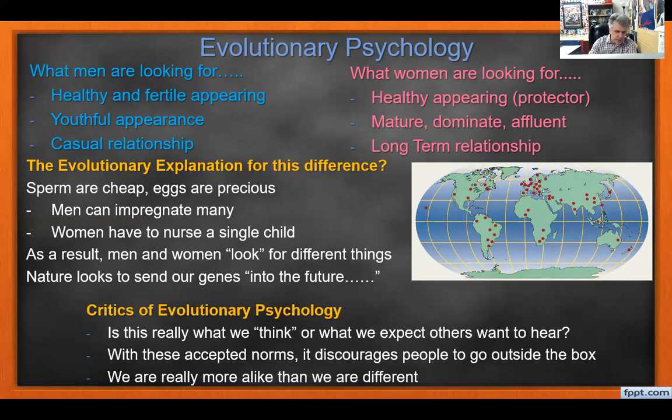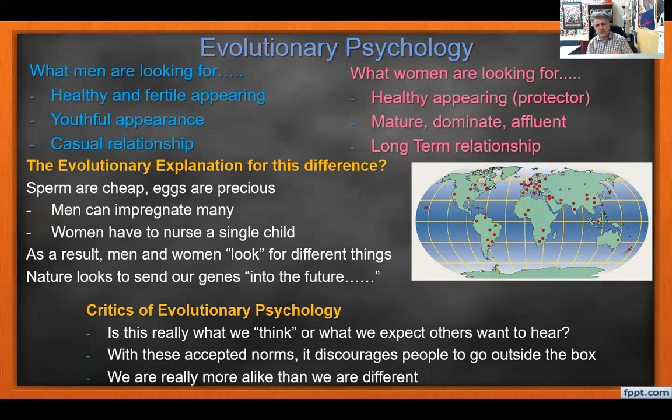Now, there are critics of evolutionary psychology. Okay, first off, it's very general. It's a big, big generalization about men and women. Is this really what we think, or is it what we expect others to hear? We expect guys to go out, find love, make it out of women. Is that our natural instinct, or do we just encourage that sort of message? And the same thing with women.